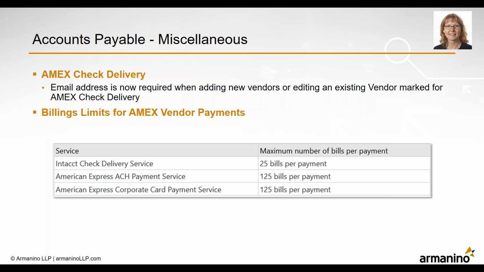They're also implementing billing limits for Amex vendor payments. So here they are listed on the screen. If you're doing Intacct check delivery, you can only have 25 bills per payment. If you're doing ACH or the Amex credit card, corporate card payment service, you can have up to 125 bills per payment. So some limitations there related to Amex that they're implementing as to the number of bills that can be included in one particular payment.